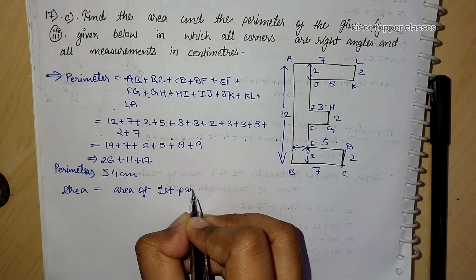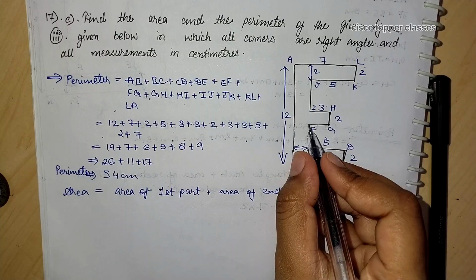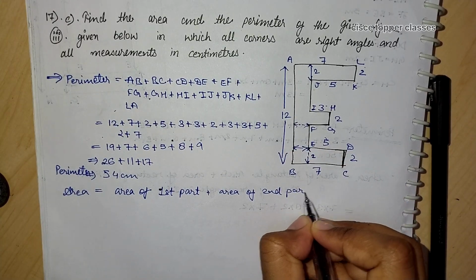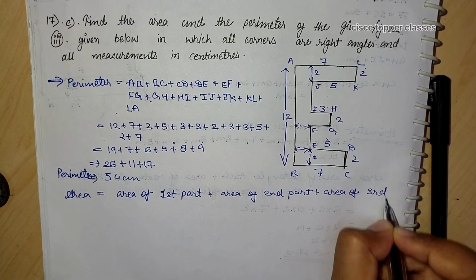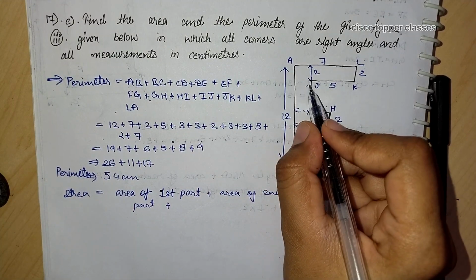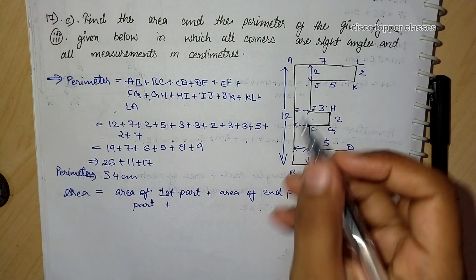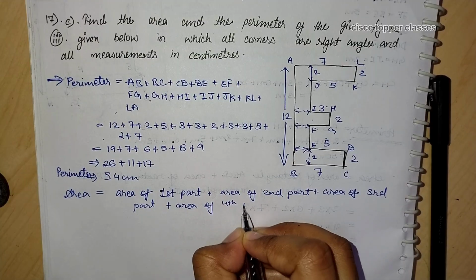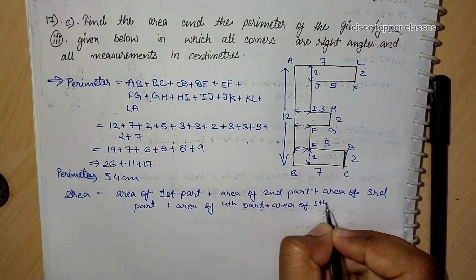So first part rectangle plus area of the second part. Second part will be here. This one we are letting it. Then plus area of third part, because this will be the third part, because this is the first, second and third. Then fourth, area of fourth part plus area of the last part, area of fifth part.